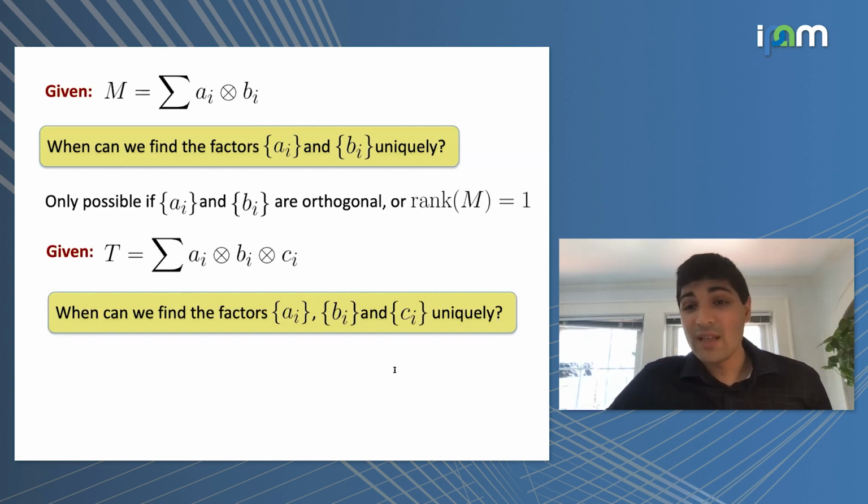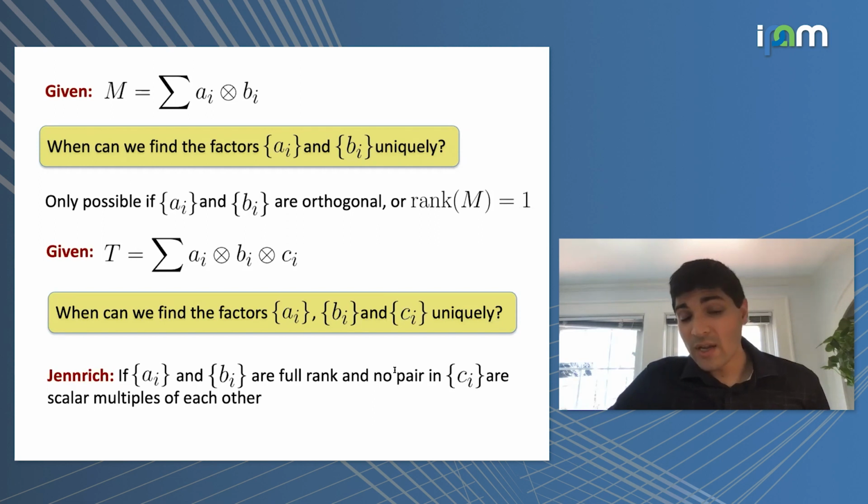But now if instead I had a tensor, then we can ask the same question: when can I find these factors, the a sub i's, the b sub i's, and the c sub i's uniquely? Jennrich is telling us that you can find them under the condition that the a sub i's and the b sub i's are full rank, and there's no pair in the c sub i's that are scalar multiples of each other. And even better, there's actually an efficient algorithm just based on eigendecomposition that does the trick.